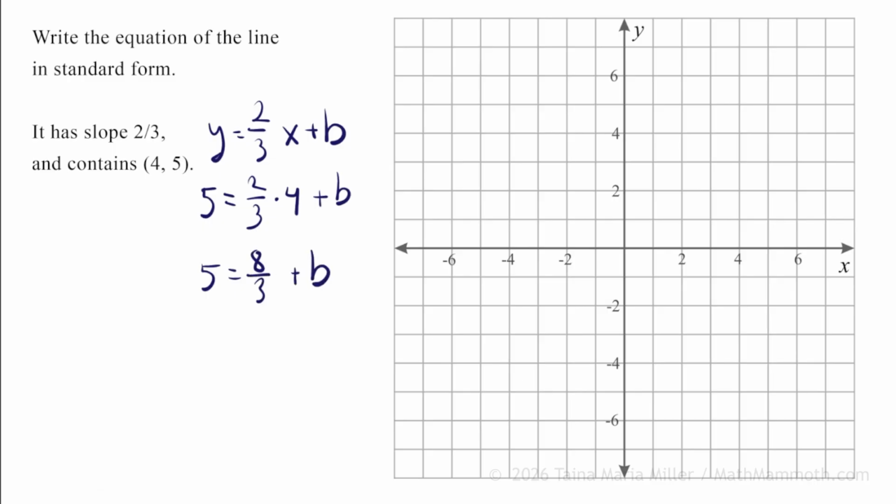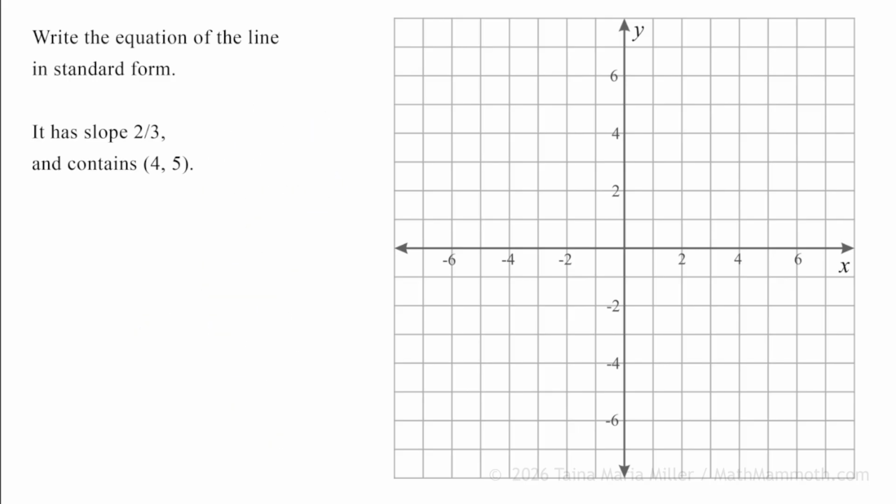All right, and now we subtract 8/3 from both sides. I will also write 5 using thirds. So we get that b is 7/3. Okay. So now we have this equation in the slope-intercept form, and now we will transform that into the standard form.